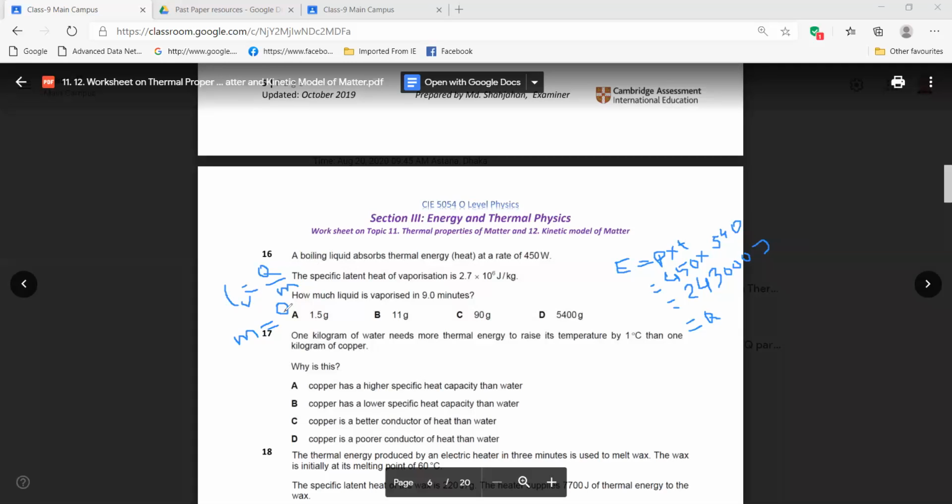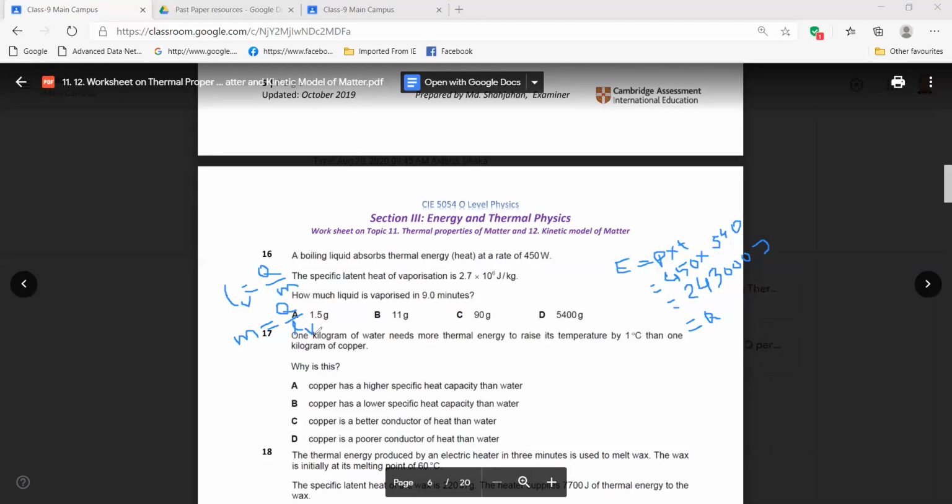Did you convert minutes into seconds? Yes, because the power is given in watt and the time is given in minutes, so you have to convert them to SI units. So M equals Q by L_V. Now Q is 243,000, right?